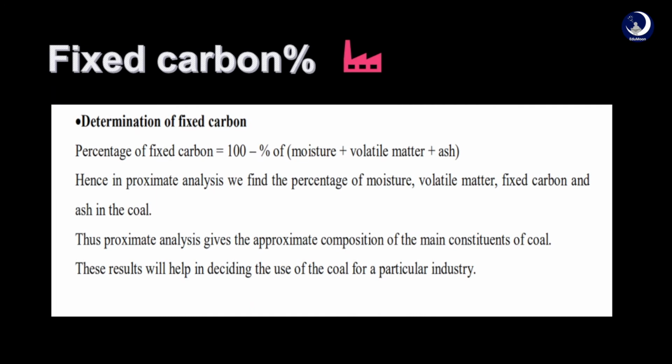Percentage of fixed carbon equals 100 minus the percentage of moisture plus volatile matter plus ash. Hence, in proximate analysis, we find the percentage of moisture, volatile matter, fixed carbon and ash in the coal. This analysis gives the approximate composition of the main constituents of coal. These results will help in deciding the use of coal for a particular industry.